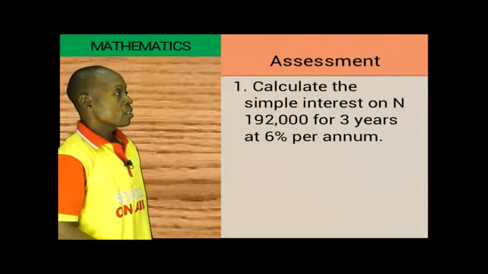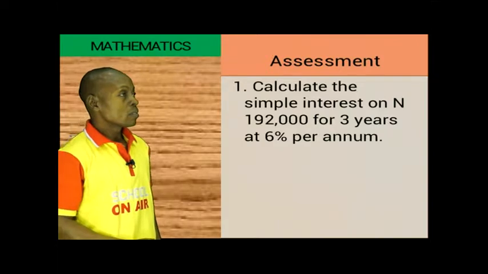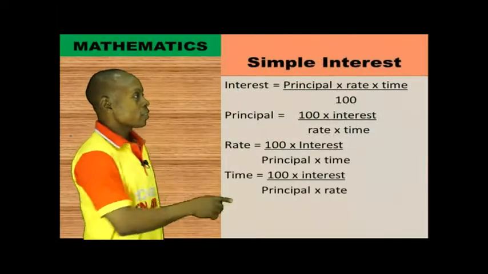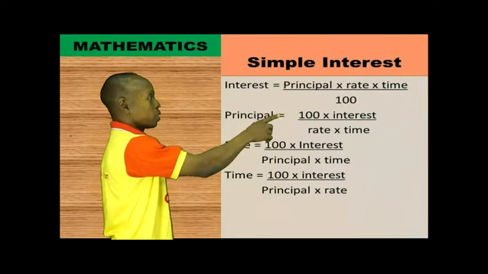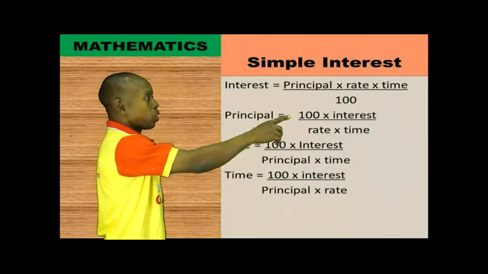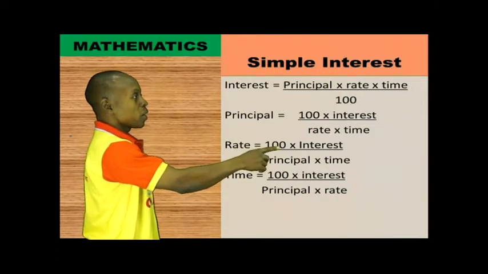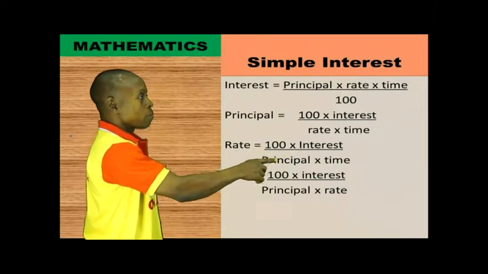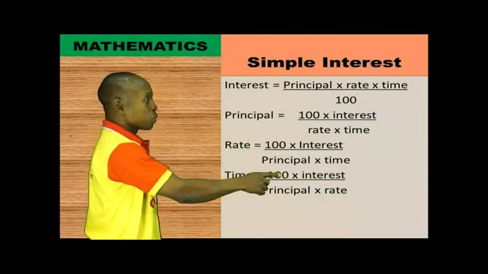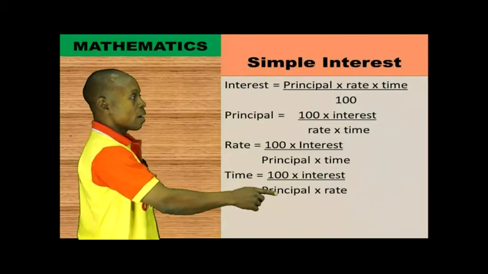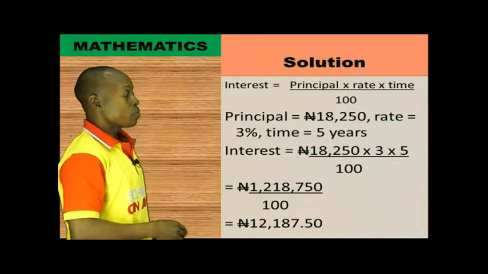Let's see the next thing. We have looked at interest. I said interest is equal to principal times rate times time over 100, and that principal is equal to 100 times interest all over rate times time. I also said that rate is equal to 100 multiplied by interest all over principal times time. And I said time is equal to 100 multiplied by interest all over principal times rate. And I took you through examples on that.